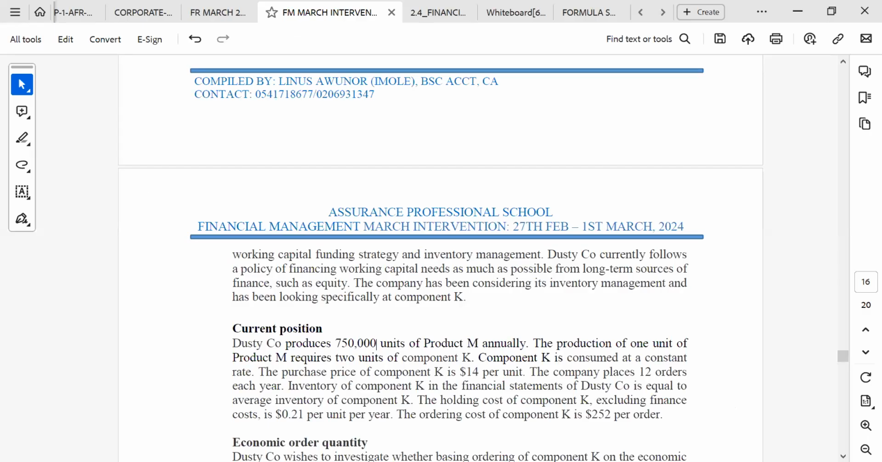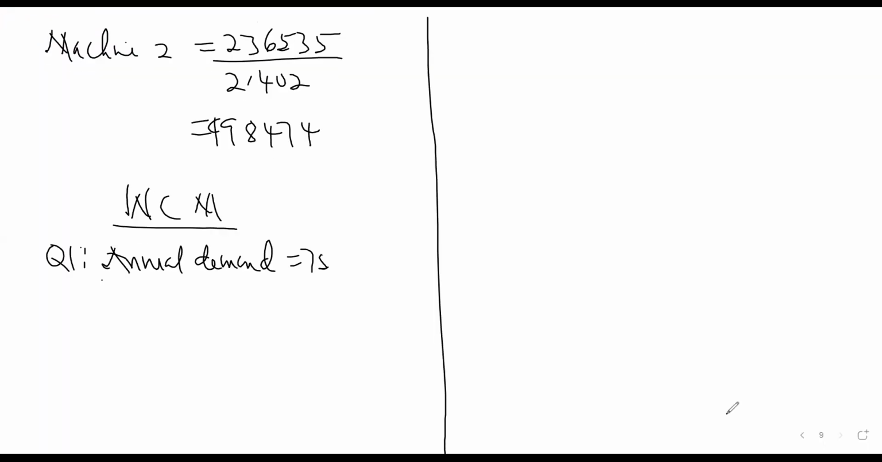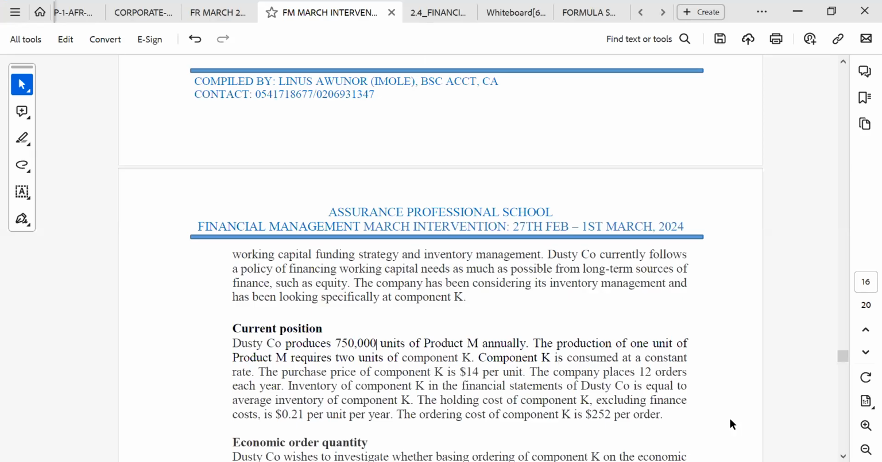That will be 1.5 million, isn't it? Yes, 750,000 times 2. So that will give us 1.5 million units. So it is this that we want to control. Okay. They are saying that you should look at the current position. What is our order size now? How many orders are we placing a year to get the 1.5 million units?